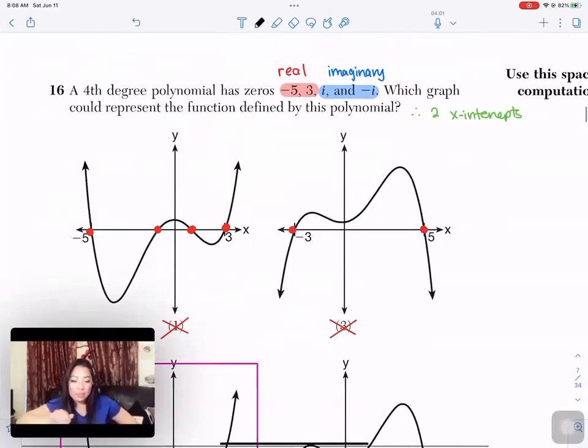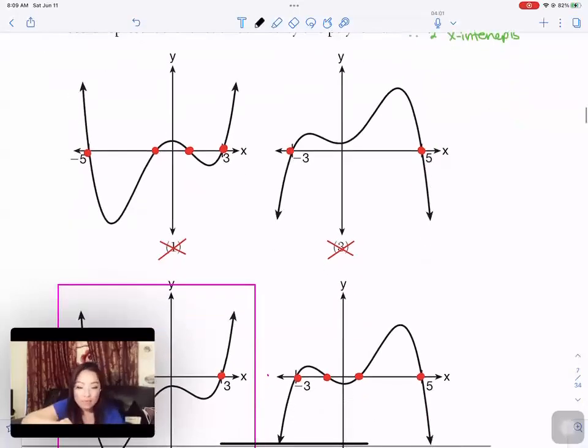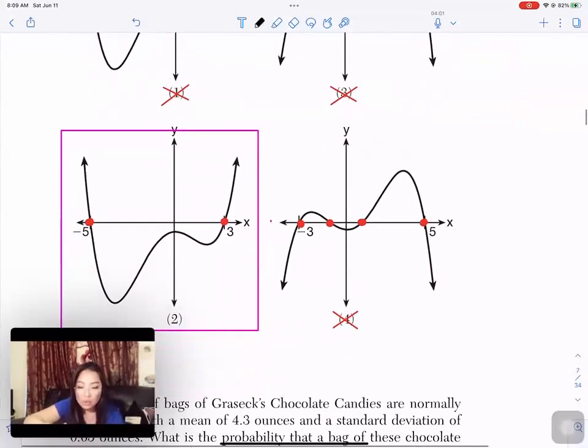Imaginary number. So they're telling you about a 4th degree polynomial. If it's a 4th degree polynomial, the end behavior has to go in the same direction, and it has to have 2 intercepts, because -5 and 3 are real numbers, and i and -i are imaginary numbers. So if I look at my choices, I'm already eliminating choice 1 because it has 4 intercepts, and choice 4.